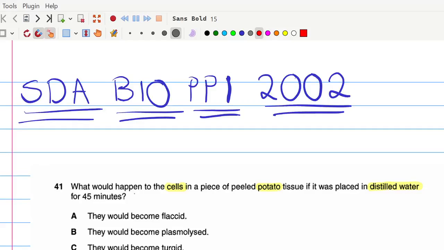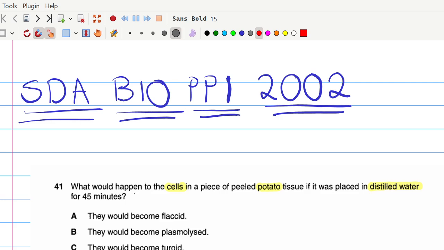Okay, Science Double Award Biology Paper 1 2002 questions solved. Let's get into it. What would happen to the cells in a piece of peeled potato tissue if it was placed in distilled water for 45 minutes?